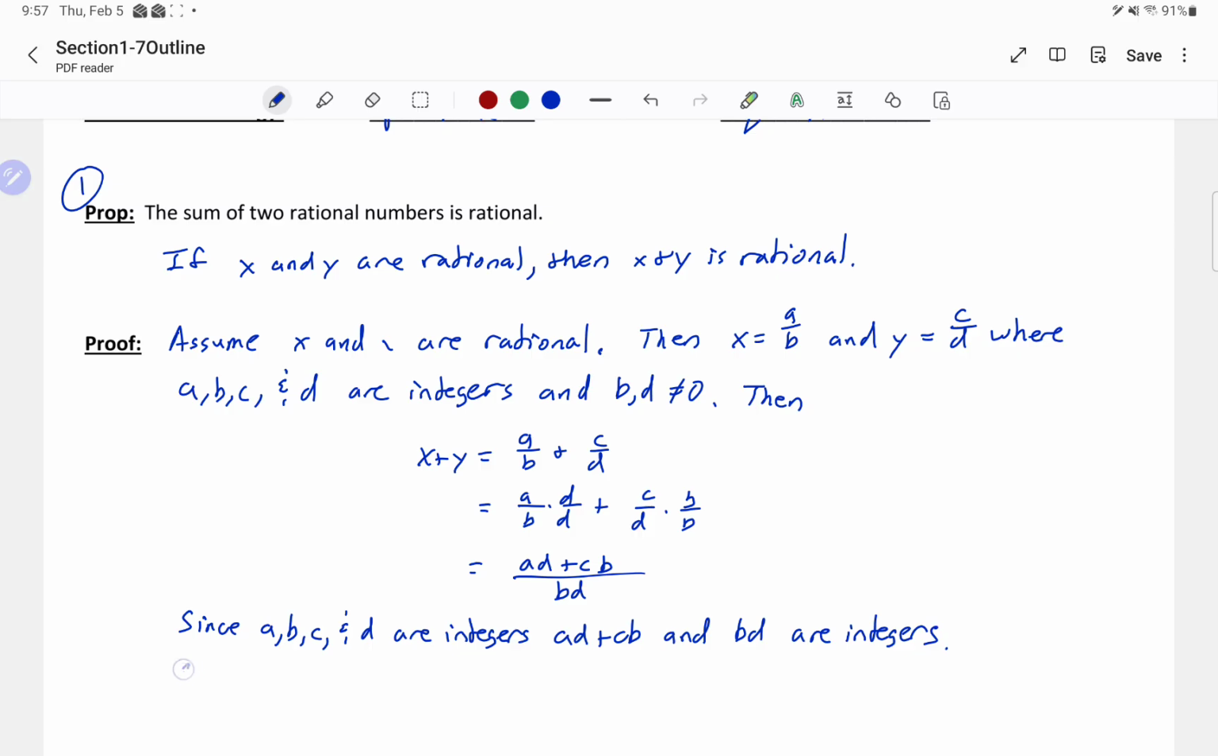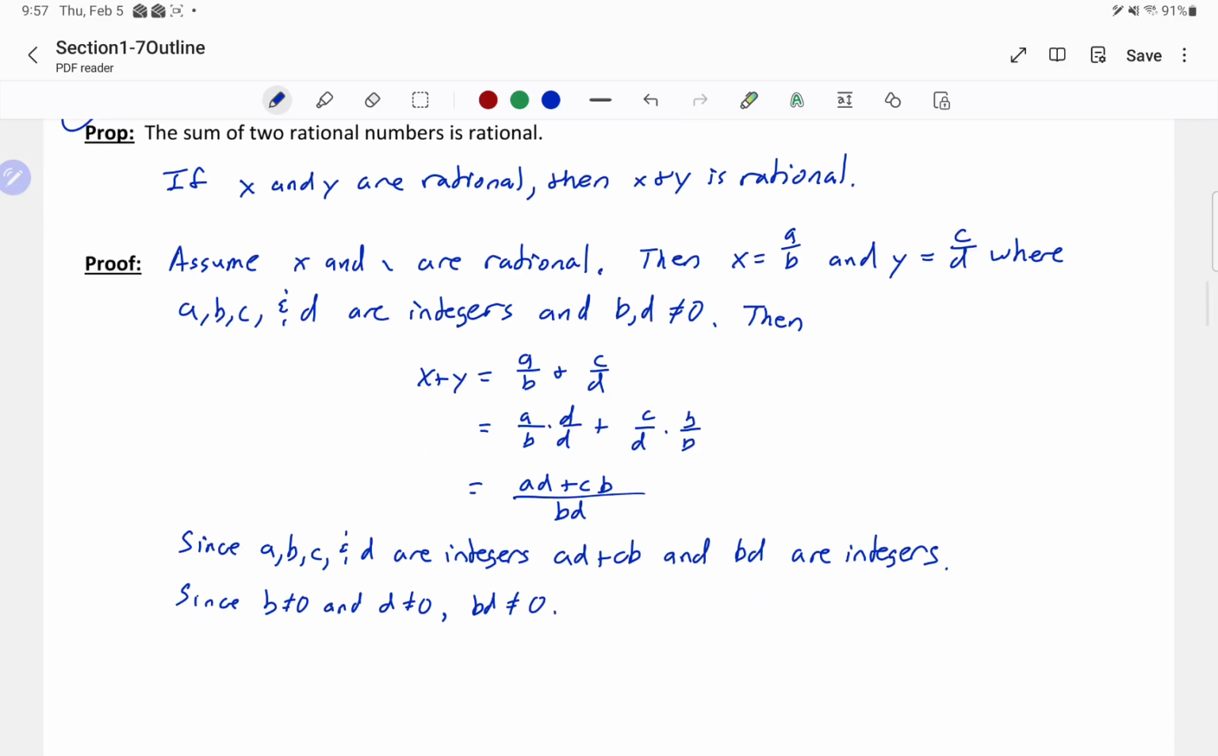So then I'll say also, since B is not equal to 0 and D is not equal to 0, BD is not equal to 0. And so now we've got all the conditions for a rational number met. So we can say now, therefore, x plus y, which is equal to AD plus CB over BD, is rational.